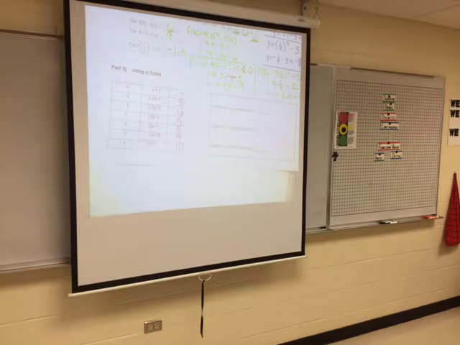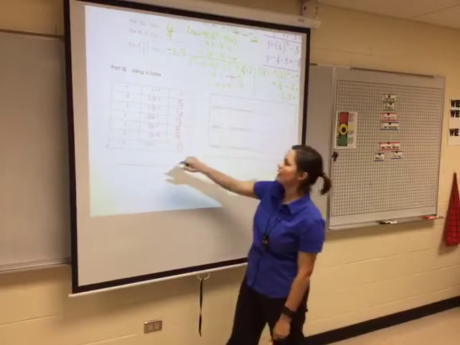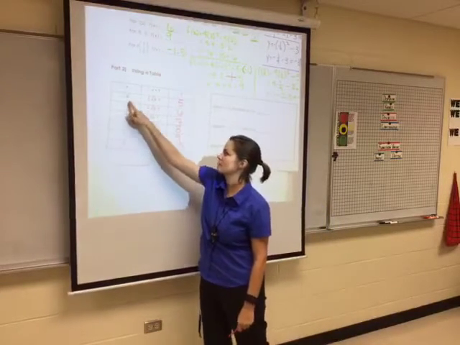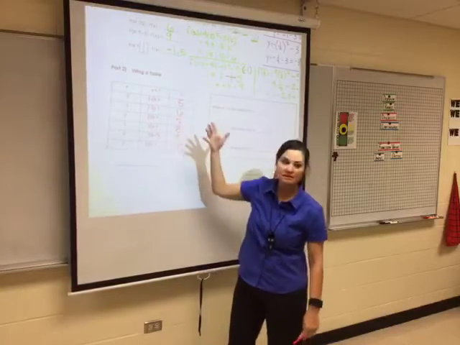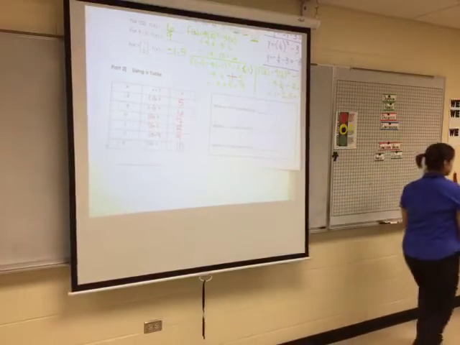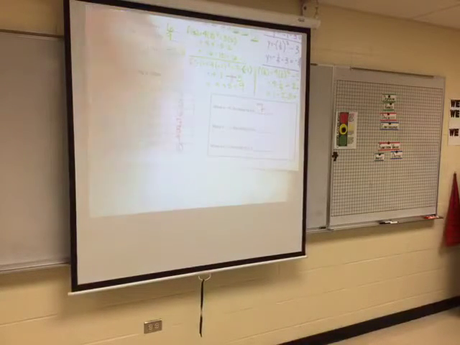All right, so we're going to use the table to find our values. When x equals 0, the value of y is what? So when x is 0, I'm going to go to the x column and find 0. What is y? 7. That's it.